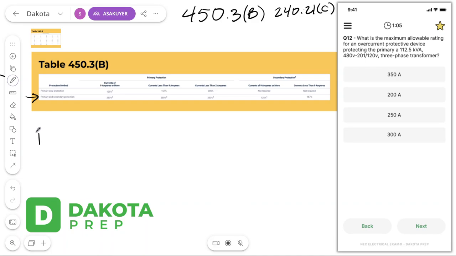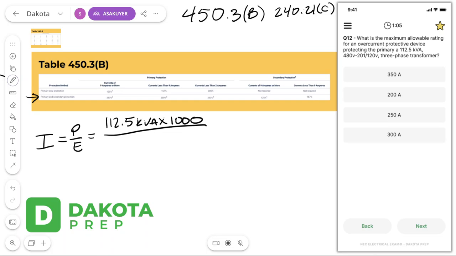Well, what we know is that I equals P over E. All right, Ohm's law, okay? In this case, P, our power, is given to us in kVA. So we get 112.5 kVA, okay? Now, we don't need this to be in kVA. We need this to be in just volt amps. So we're going to have to multiply that by 1,000, okay?